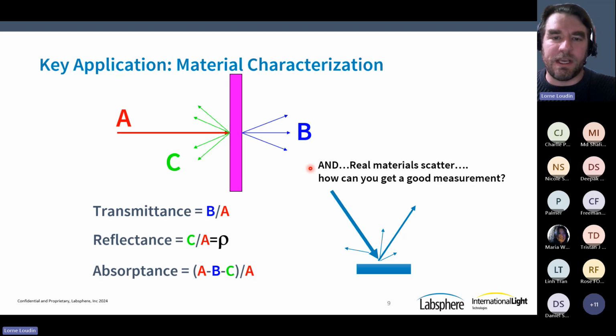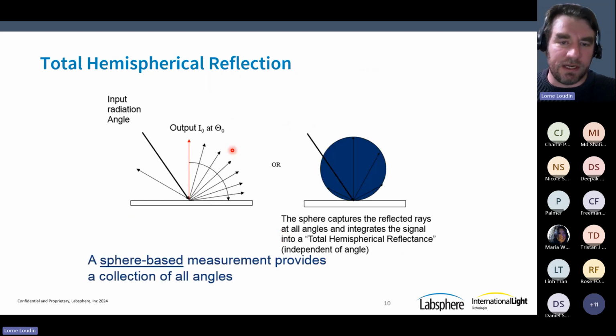So what happens is we can't just measure the reflected light, right? When we are measuring a material, we need to make sure we are collecting all of the light that is reflecting off of the surface if we want to precisely understand the transmittance, reflectance, and absorptance of that material. And so how do we measure materials that scatter? Well, we have to use an integrating sphere, right?